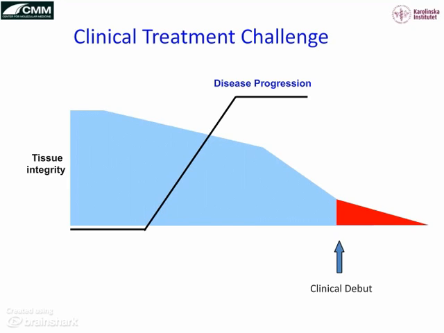In the case of type 1 diabetes, the clinical debut does not occur until a large amount of the tissue has already been destroyed. And this is the problem then for clinicians, to try and see how you can protect the remaining tissue and relieve the symptoms of the disease at this late stage.